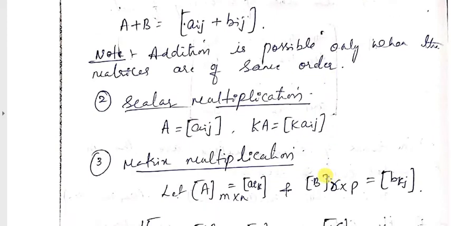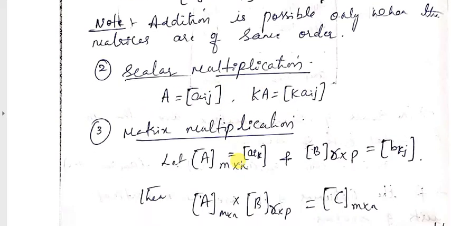Let us go to scalar multiplication. When we have a matrix, say aij, and we want to multiply this matrix by some scalar, say k, then we get another matrix denoted by kA, which gives k times aij, which means the scalar multiplies each and every element of the matrix. This is called scalar multiplication.